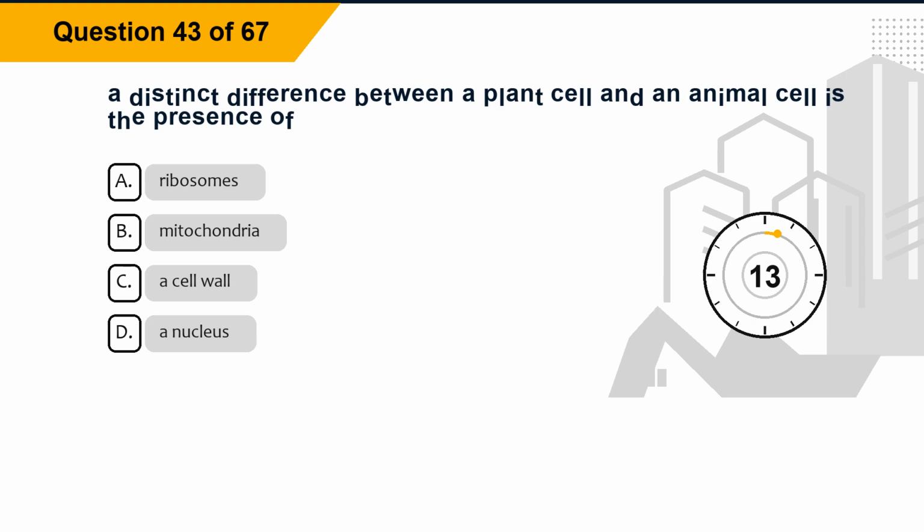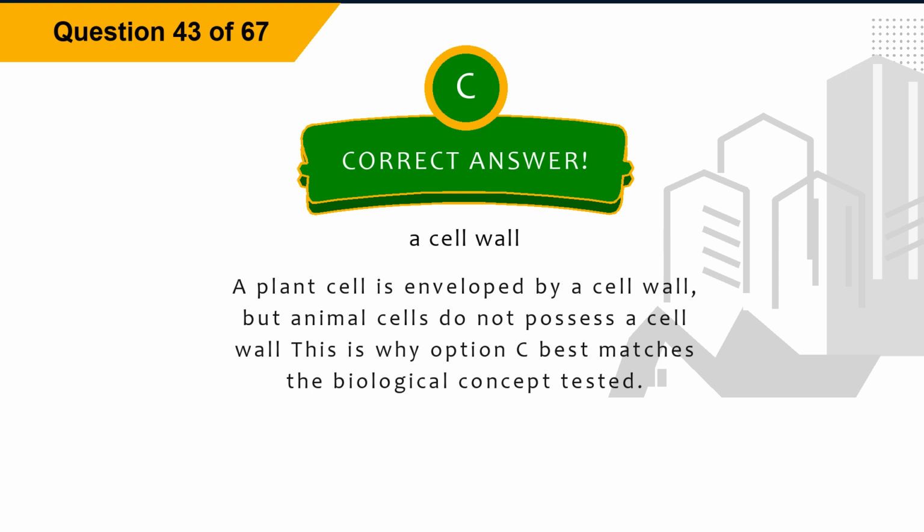Question 43. A distinct difference between a plant cell and an animal cell is the presence of option A, ribosomes. Option B, mitochondria. Option C, a cell wall. Option D, a nucleus. The correct answer is option C, a cell wall. Explanation: a plant cell is enveloped by a cell wall, but animal cells do not possess a cell wall. This is why option C best matches the biological concept tested.